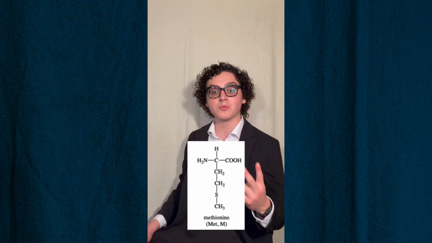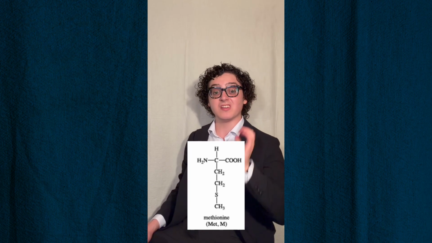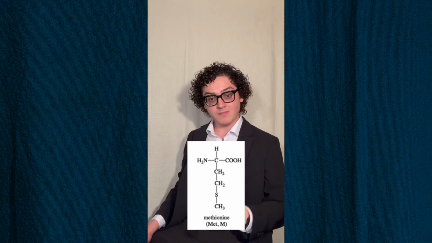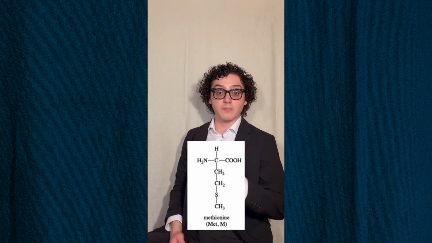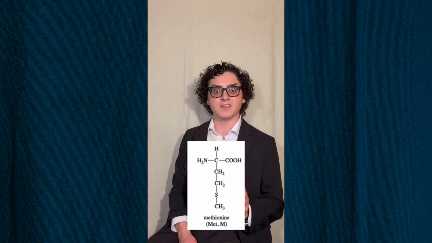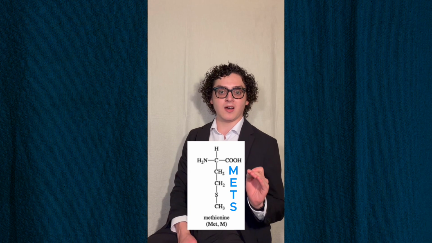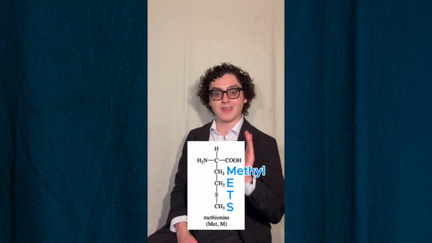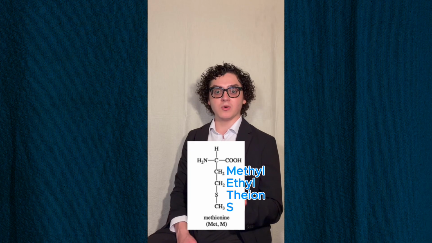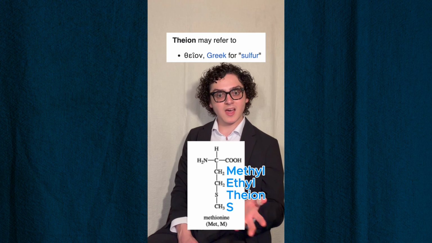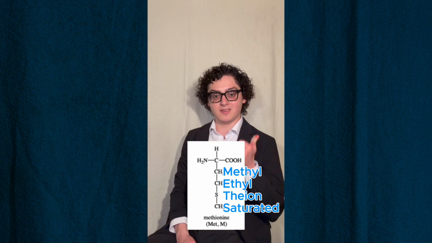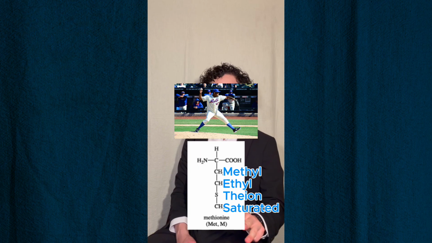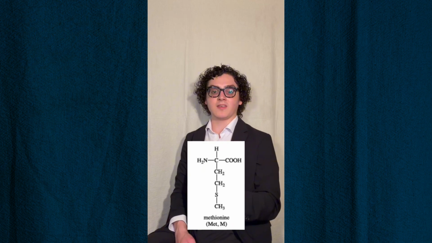The next amino acid is methionine. Methionine has the three-letter abbreviation MET and the one-letter abbreviation M. The structure of methionine is CH2, CH2, sulfur, and then CH3. The memorization trick I used for methionine's structure is to think of the baseball team, the Mets. So I would take the name the Mets and I would say M for methyl, E for ethyl, T for thion, which is the ancient Greek word for sulfur actually, and then S for saturated carbon at the end. So pretty janky mnemonic there, but CH2, CH2, sulfur, CH3, that is the structure of methionine. It is nonpolar, but it does have that sulfur atom.